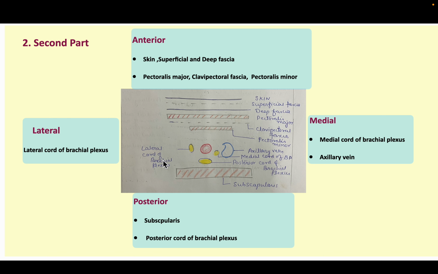Now at this level, the names of the different cords depend upon their location in relation to the artery. The part of the cord which is lying behind, we call the posterior cord. The part lying laterally, we call the lateral cord, and the part lying medially, we call the medial cord. So this is the second part.